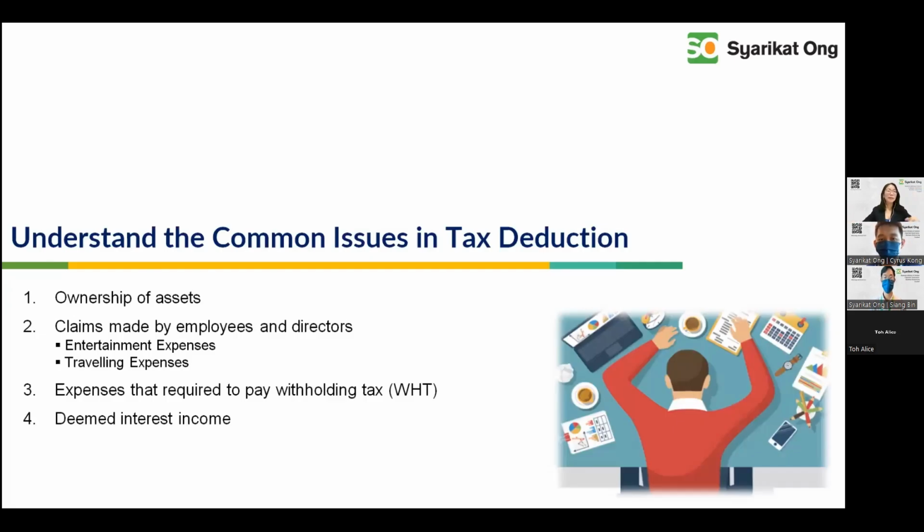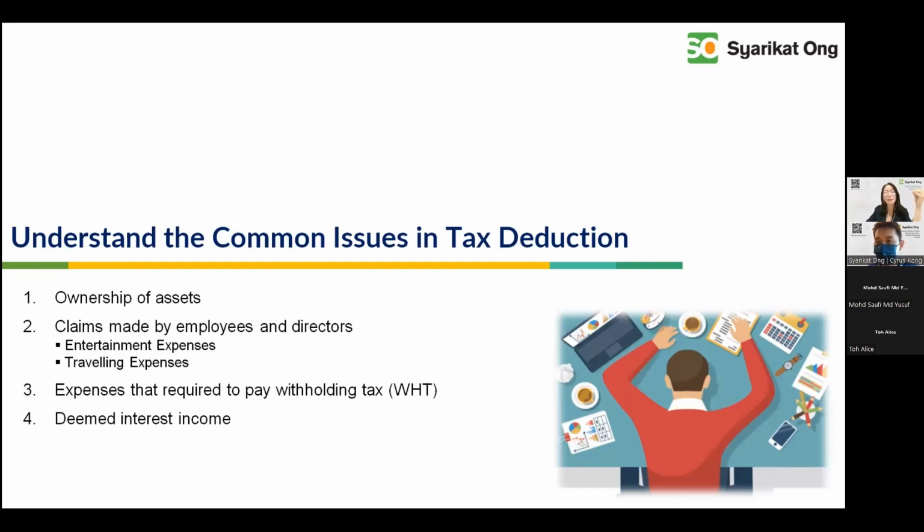Now, coming down to understanding the common issues in tax deductions, there are 4 items that we wanted to look at today. 1, ownership of the asset. Number 2, the claims made by directors and employees. So what has actually happened in this space? It looks simple, but a lot of the time, when Inland Revenue comes to audit, these are the simple areas that they normally like to focus on.